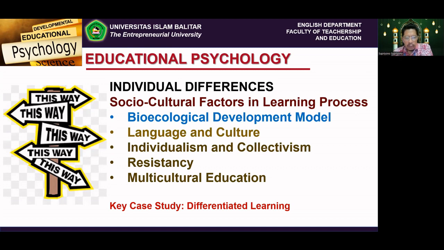Don't forget that learning is also influenced by social cultural factors. Okay, so we will learn the bioecological development models, language and culture, individualism and collectivism, resistance to others, habit and culture, and multicultural education. And by having the knowledge of this, and also the ability to manage the social cultural factors, you will have the tendencies that will be successful.